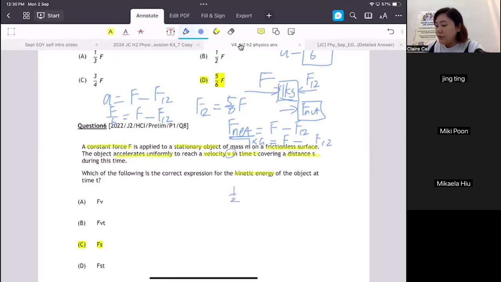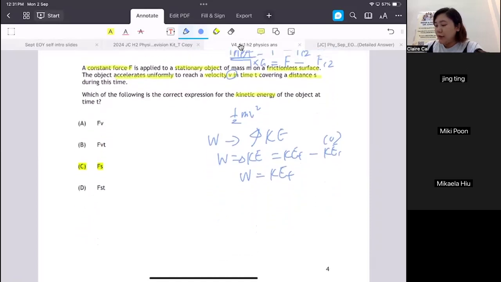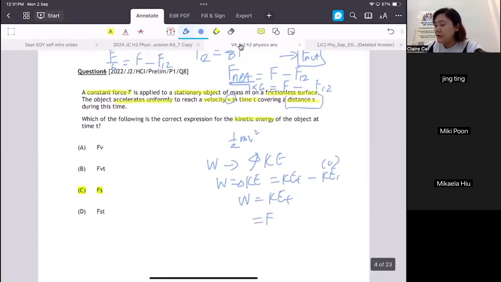Technically, if I have v, I can do half mv squared, correct? Or if I don't have it, then I think, I have a force, and this force is acting over a distance. Another way we can think about it is the principle of conservation of energy. So the work done is used to increase the KE. That's why work done will be the change in KE. And because our initial KE is 0, stationary, the work done will just equal the final KE. How do we find the work done? Force times distance. That's why Fs. Yeah.